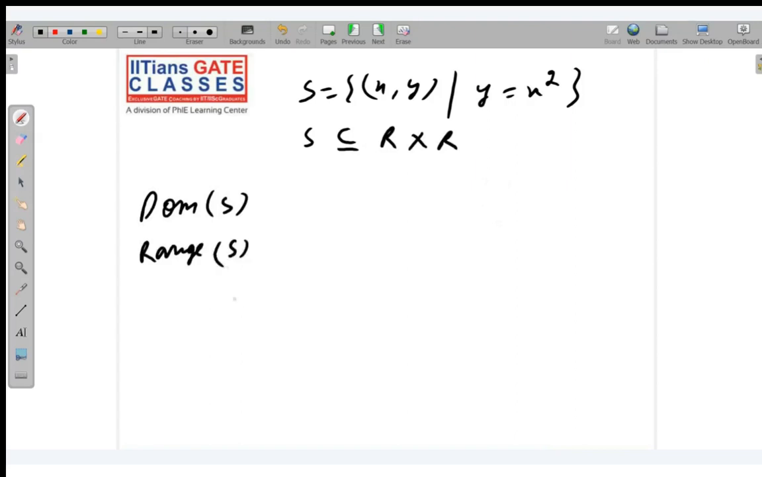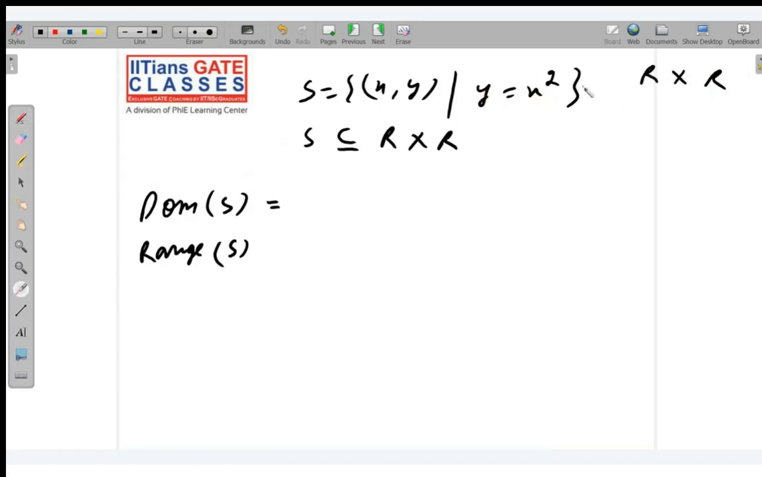So now domain means first element X. So now you try to figure it out yourself. See, I will write like this: R cross R. So first R is X, second R is Y. That is for sure, na? Any doubt here?